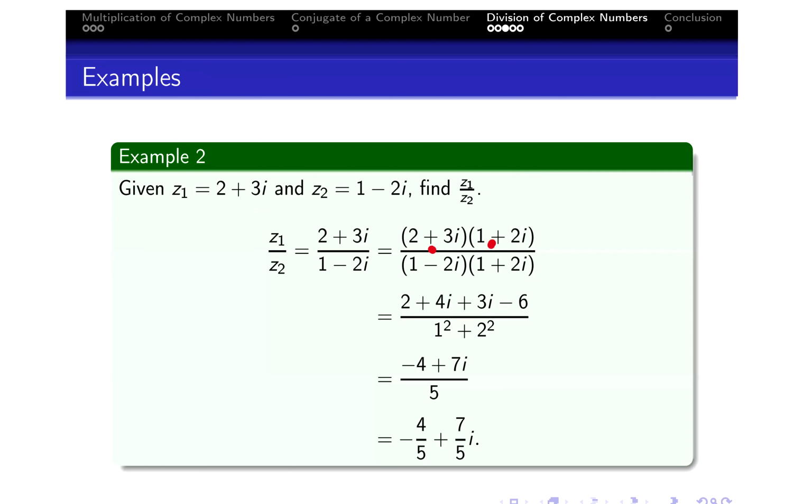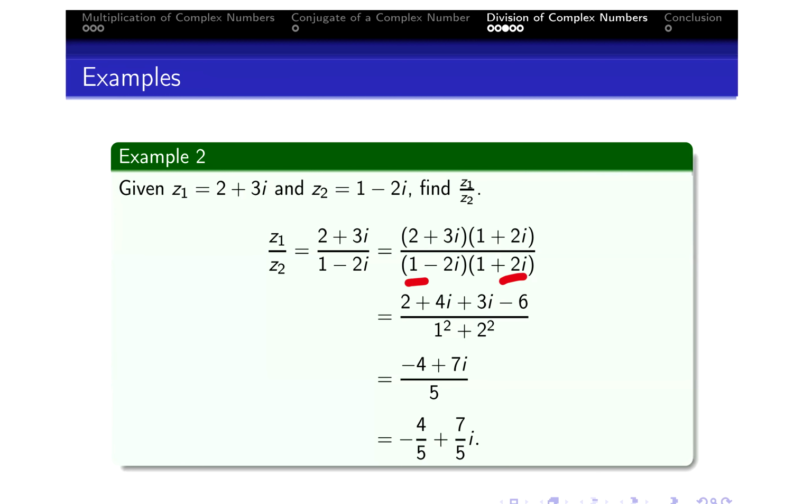So again, as you already know, 2 times 1 is 2, 2 times 2i is 4i, 3i times 1 is 3i, 3i times 2i is 6i squared, and i squared is minus 1, so you have minus 6. Then, of course, for the denominator, you already know the answer is going to be 1 squared plus 2 squared.